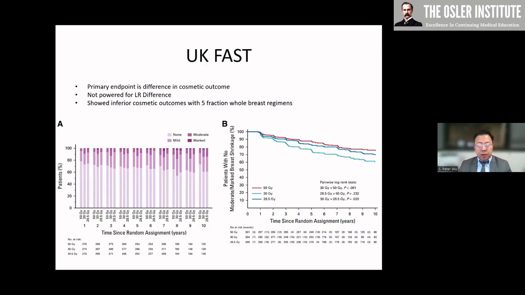So all in all, I think it's important to keep these in mind. This is likely worse cosmetically. However, it does provide a valuable option for patients with high comorbidity, low life expectancy, but still risky breast cancers that deserve some sort of radiation.